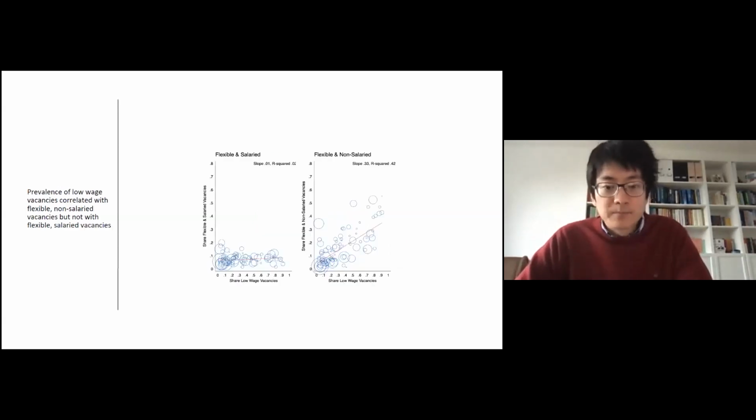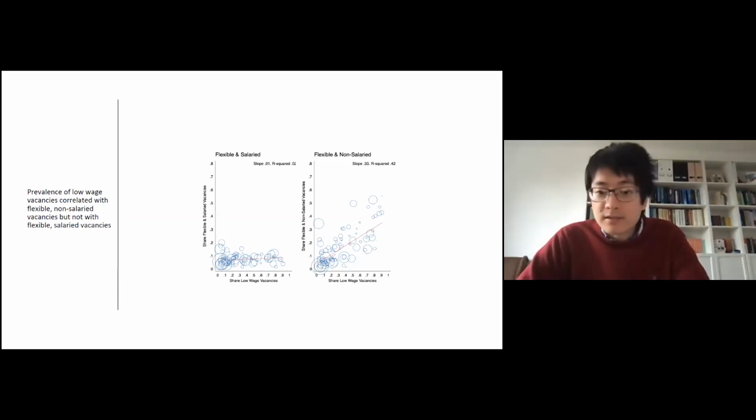Next slide, please. Then we do some sanity checks on how reliable our data is. Here we show that the higher the share of low-wage vacancies within the occupation and county, the higher the share of schedule flexible and non-salary vacancies. We see this positive correlation with non-salary vacancies. We do not see this relationship with salaried vacancies, where the line is flat.